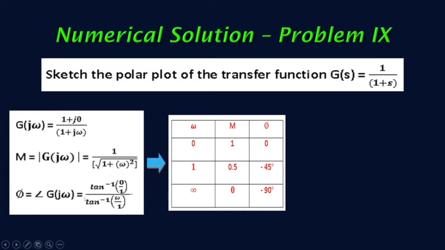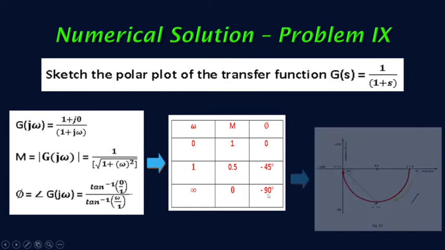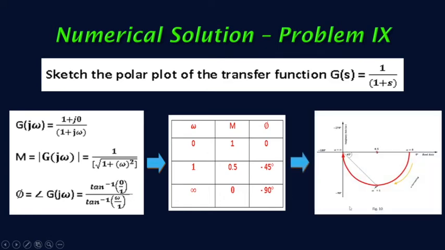Similarly, find the phase angle. When omega equal to 0, this is 0 angle, so phi is 0 degree. When omega is 1, so 1 by 1, that means tan inverse 1, a 45 degree angle. So 0 minus 45, this angle is minus 45 degree. When omega equal to infinity, this angle is minus 90 degree. Then draw the polar plot.